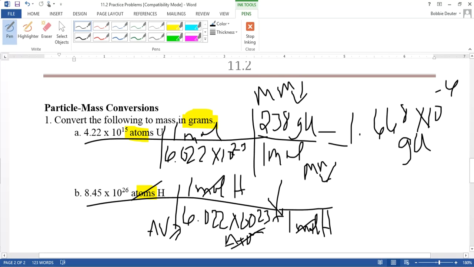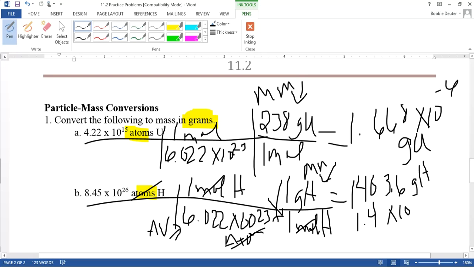We look at our periodic table. Hydrogen is 1.008. We're just going to use 1 gram of hydrogen, so this one isn't so bad. We multiply the top, 1 times 8.45 times 10 to the 26, divided by the bottom. So we're just dividing by Avogadro's number here. In this case, we get 1403.6 grams of hydrogen, or you can write that in scientific notation as 1.4 times 10 to the 3rd grams of hydrogen. And so that's how we're going to do that conversion.